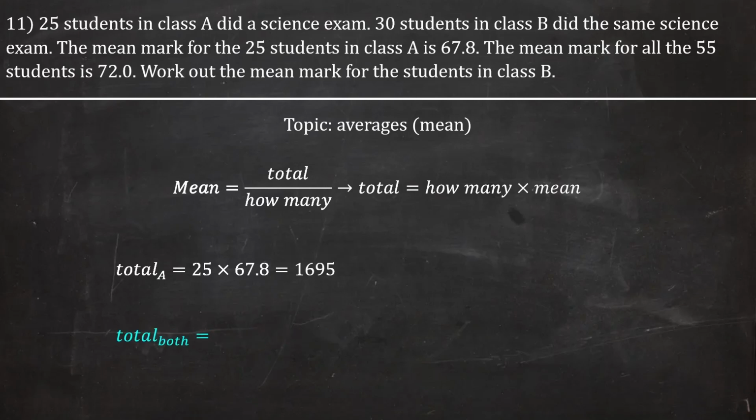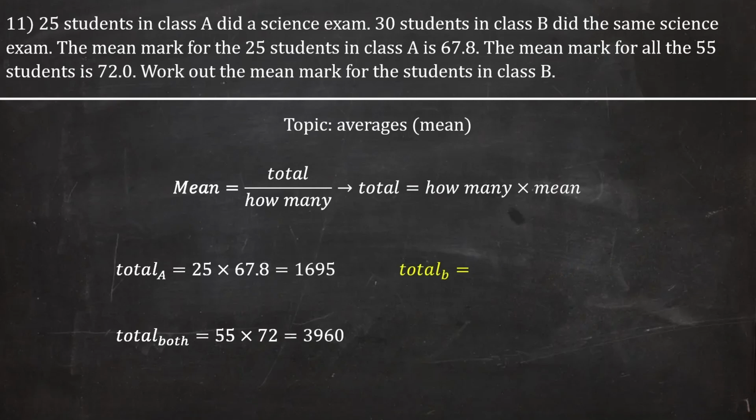So the total for both is going to be how many students in both classes, which is 55 students, times the mean for both classes, which is 72, and which will give me 3,960. Again, what this means is you're getting all the marks for every student in both classes and just adding them together. Then we can find the total for B.